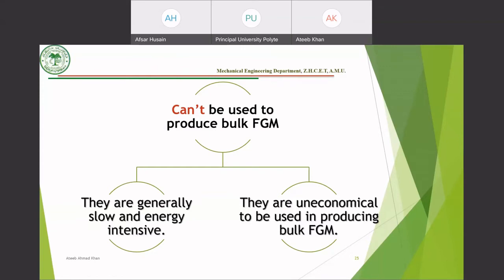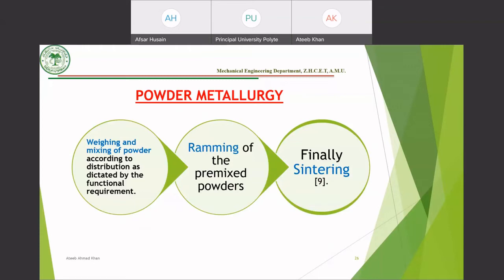Okay, so these were the disadvantages associated with the physical vapor deposition technique. Now, the next type of manufacturing technique is powder metallurgy. I believe I have already explained how this technique works. Basically, we weigh and mix the powder, and then we ram it, and then we finally go for sintering. This is the technique which is used to make a stepwise FGM material. If you remember, I showed you a figure with a stepwise FGM material and a continuous FGM material. So this is a manufacturing technique through which we can make a stepwise FGM material.